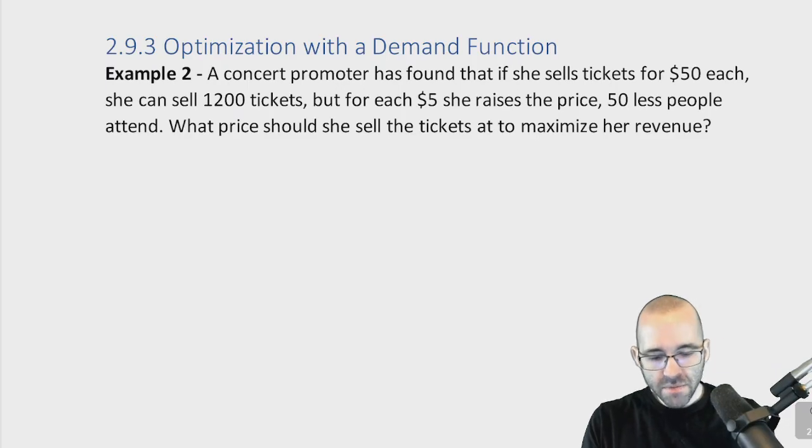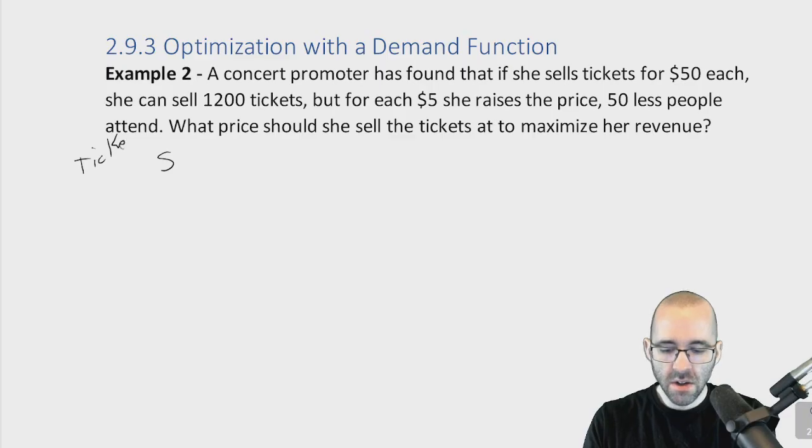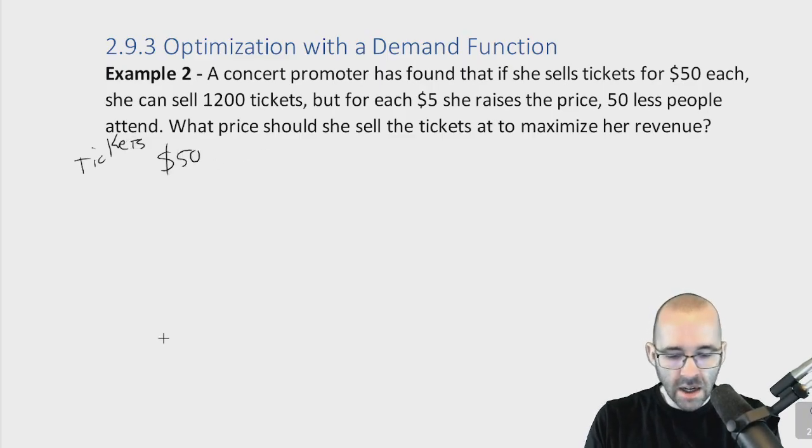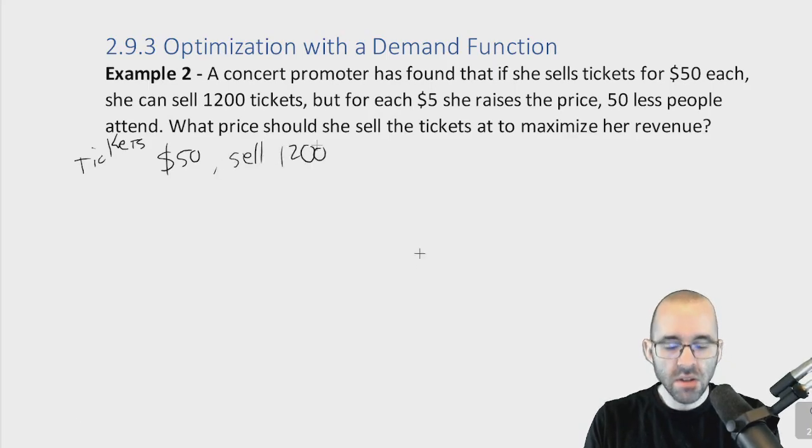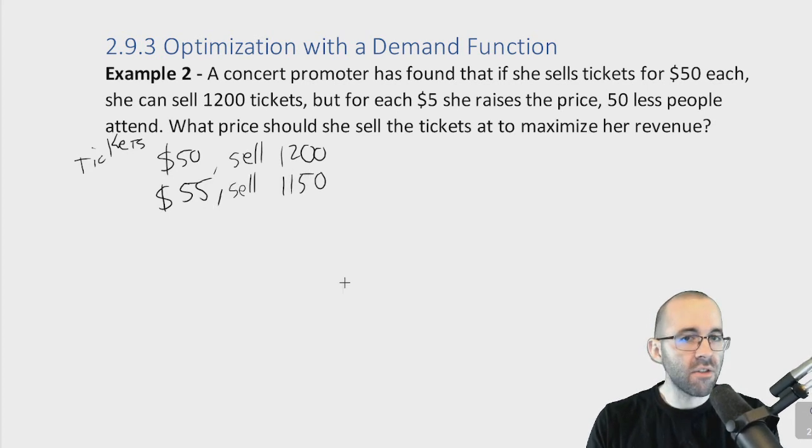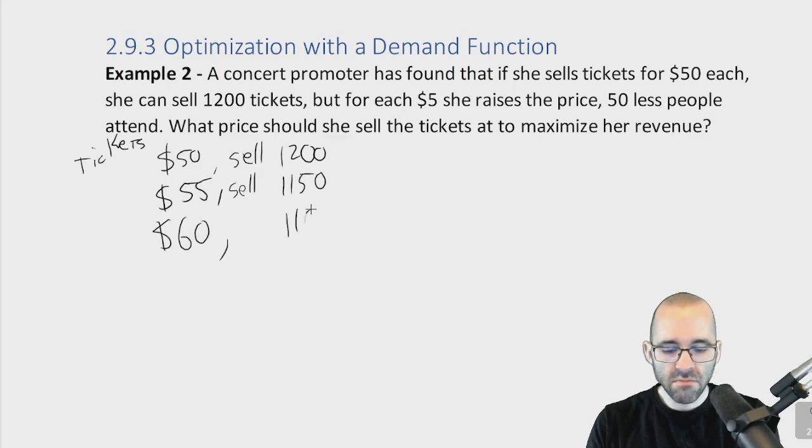All right, so we can sell tickets for $50 each, right? 50 each. And we can sell 1,200 at this price. But if she raises the price, if she sells them for 55 each, she loses 50 people. So she could sell 1,150. Raise the price again, she could sell only 1,100, etc.